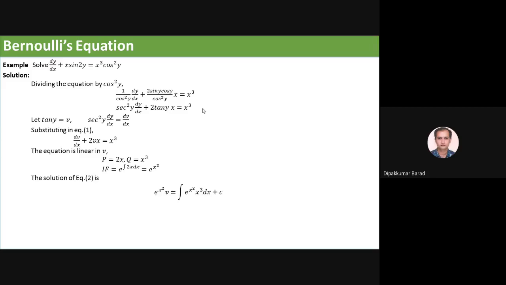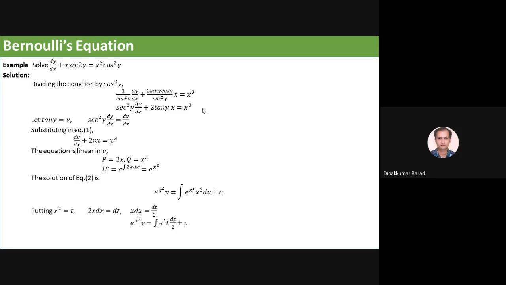So the solution of equation 2 is e^(x^2) v = integration of e^(x^2) into q, that is x^3 dx. Here we have to consider x^2 = t. So 2x dx = dt, and then x dx = dt/2. Now if we substitute it in this equation, I get e^(x^2) v = integration of e^t t dt/2. This x^3 I can write as x^2 into x, and x dx equals dt/2.